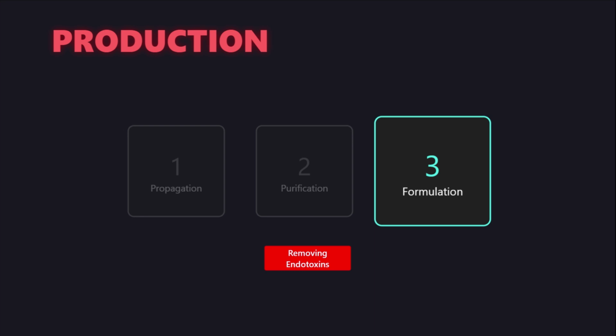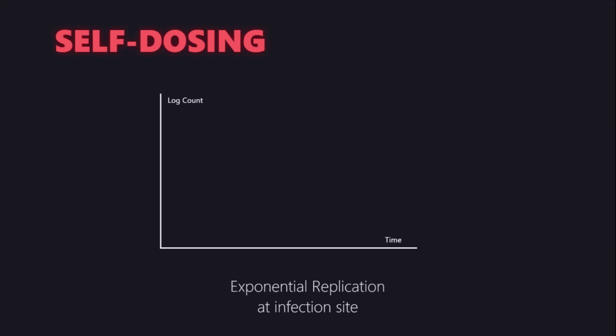stability and clinical administration. Phage administration routes are precisely tailored to the infection site, including intravenous injection for systemic sepsis, topical application for skin and soft tissue infections, or aerosol inhalation for pulmonary infections such as cystic fibrosis exacerbations. Unlike traditional antibiotics, phages exhibit self-dosing pharmacokinetics.